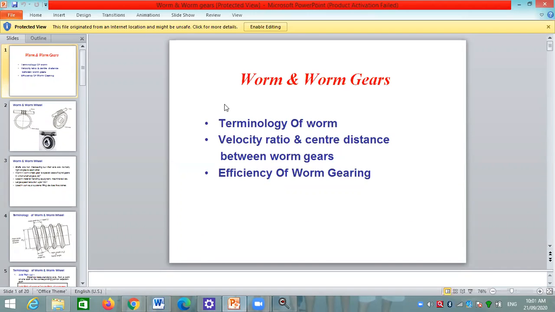The content of today's lecture is the terminology used in a worm and wormwheel, what is the velocity ratio and center distance between worm gears, and efficiency of the worm gears. Okay, these are the contents of today's topic.